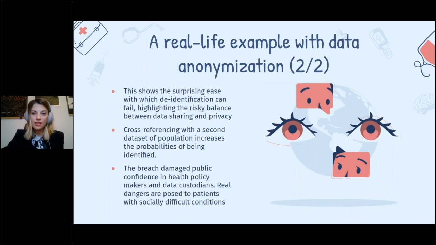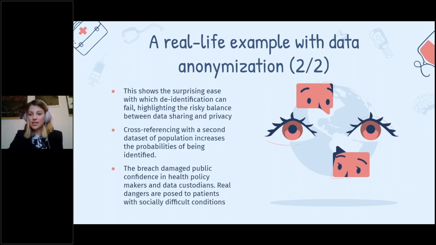This shows the surprising ease with which identification can fail, highlighting also the risky balance between data sharing and privacy. While a unique match may not always be accurate, there was the possibility to increase the probabilities of being identified with a second dataset. The breach damaged public confidence in health policy makers and data custodians. The ability to re-identify patients from this sort of public release is catastrophic.